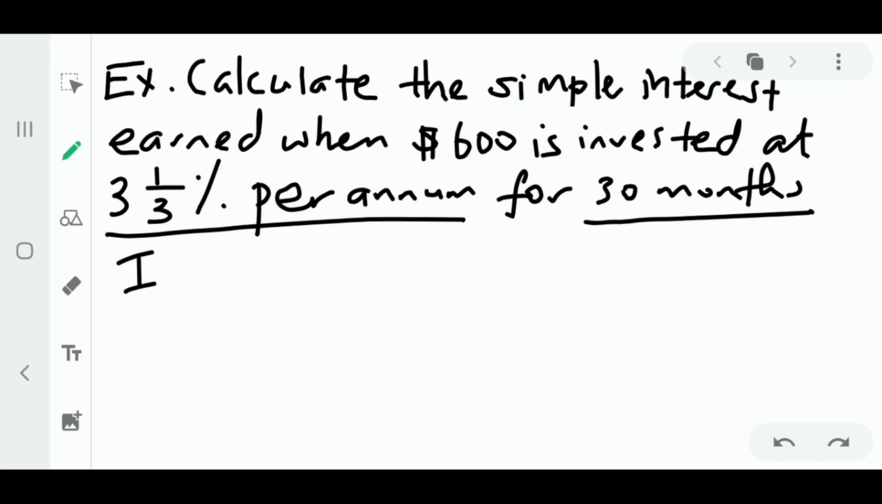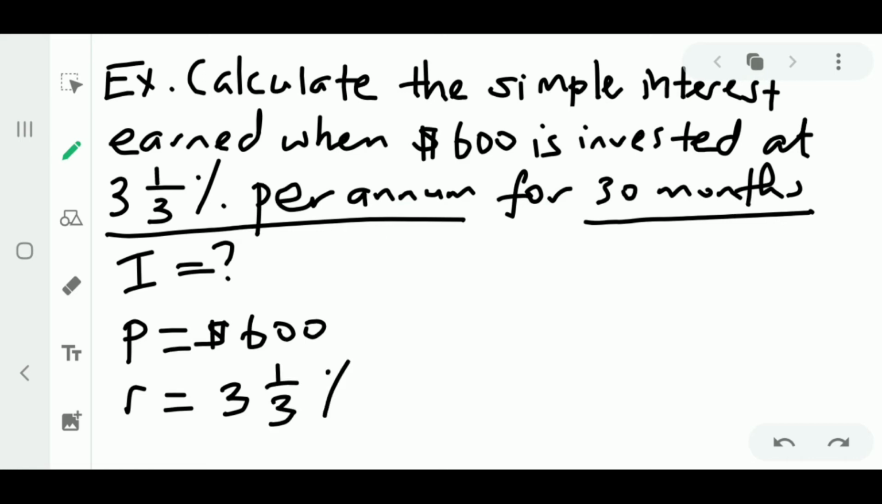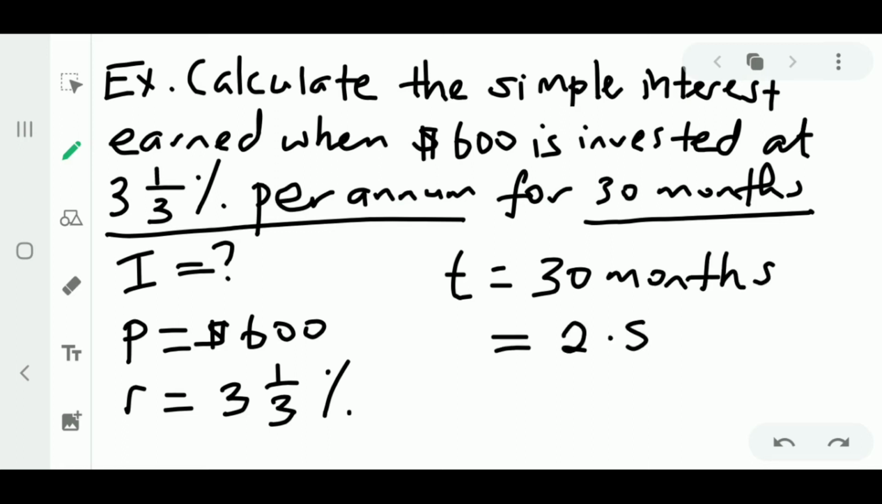So I is what we want to find, so we don't know what that is. P, which is the principal, is $600. R, which is the rate, is 3 1/3%. And T, which is time, is 30 months. If you convert that into years, you'll get 2.5, because there are 12 months in the year, so all you need to do is divide 30 by 12, and you get 2.5.